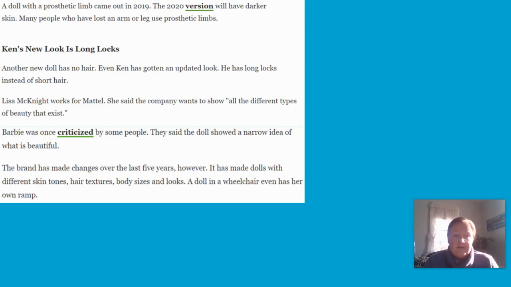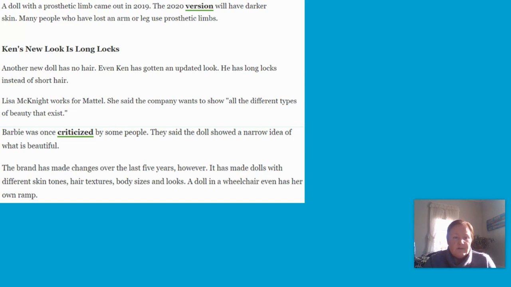A doll with a prosthetic limb came out in 2019. The 2020 version will have darker skin. Many people who have lost an arm or leg use prosthetic limbs. Ken's new look is long locks. Another new doll has no hair. Even Ken has gotten an updated look. He has long locks instead of short hair.